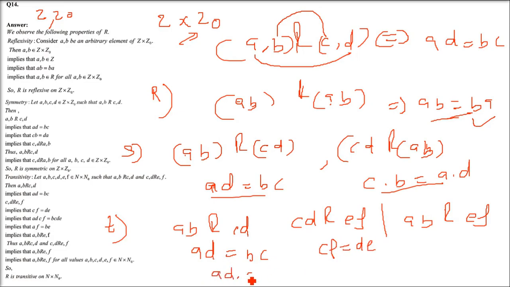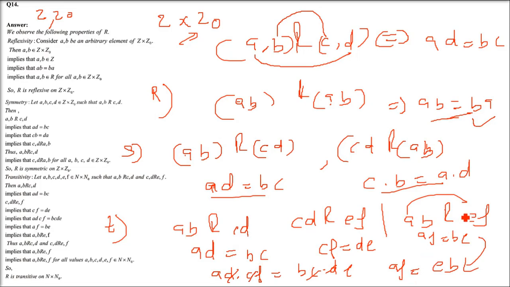What should we get? I am multiplying both equations here. AD into CF equals BC into DE. So DC, DC you can cancel. What do you get? AF equals BE. And what do you get from here? AF equals BE, and they both are the same. So it is transitive also. This is transitive.